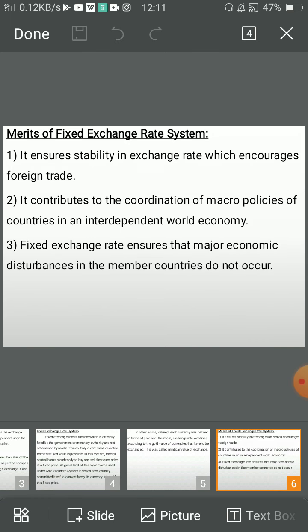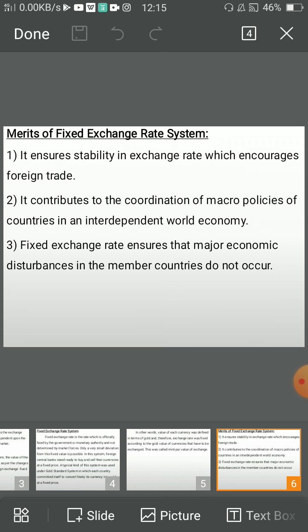Merits of fixed exchange rate system. First, it ensures stability in exchange rate, which encourages foreign trade because there is stability in the economy. For example, for $1, 50 rupees is fixed. So importers, exporters, everyone is sure the exchange rate is not going to change. That is why it promotes international trade and brings stability in the economy. Second, it contributes to the coordination of macro policies of countries in an interdependent world economy.